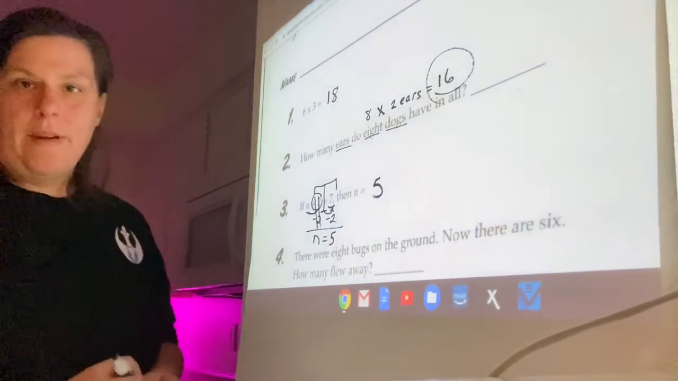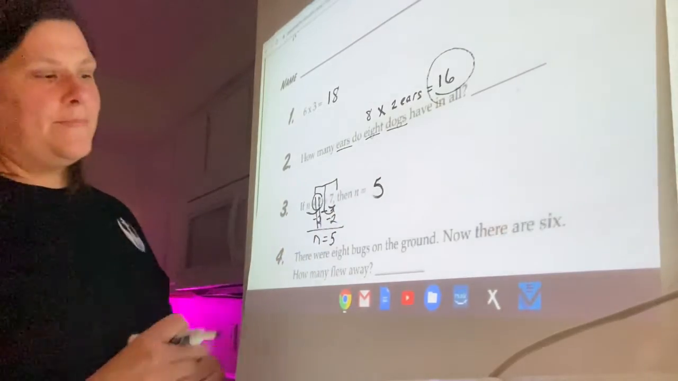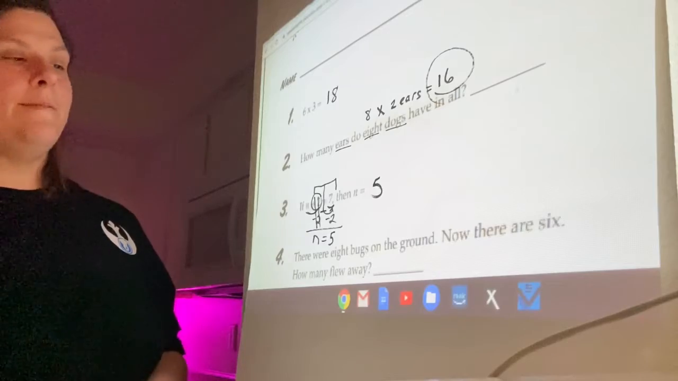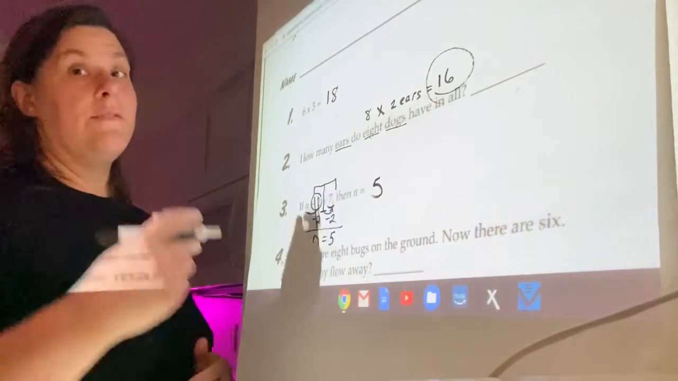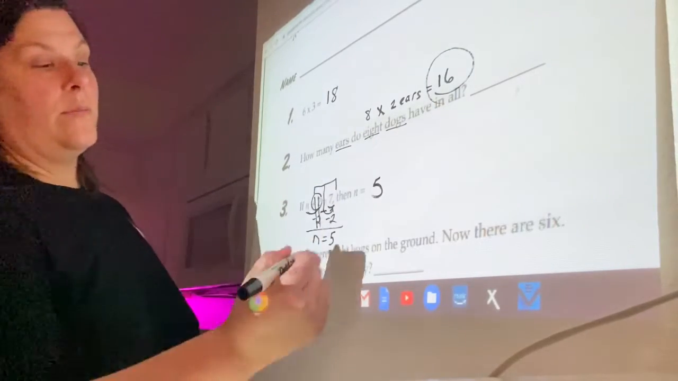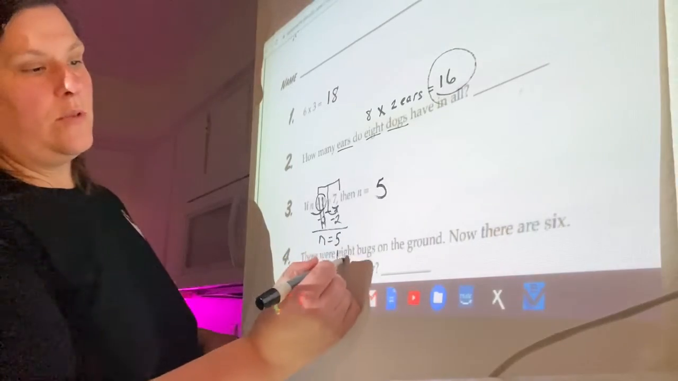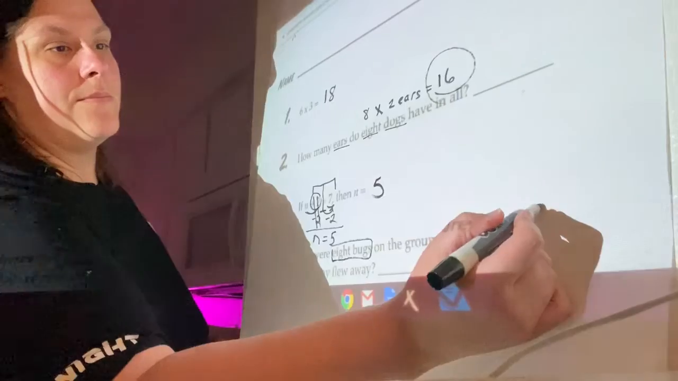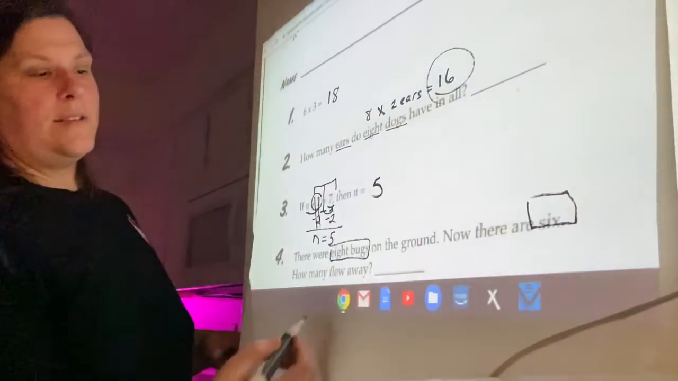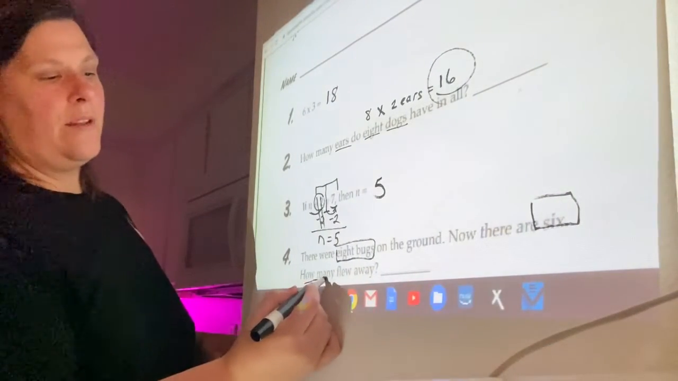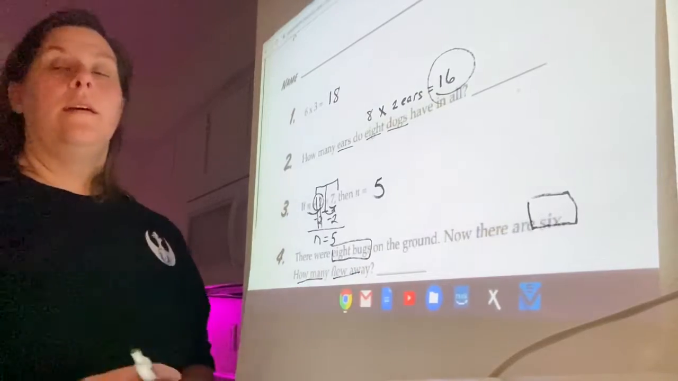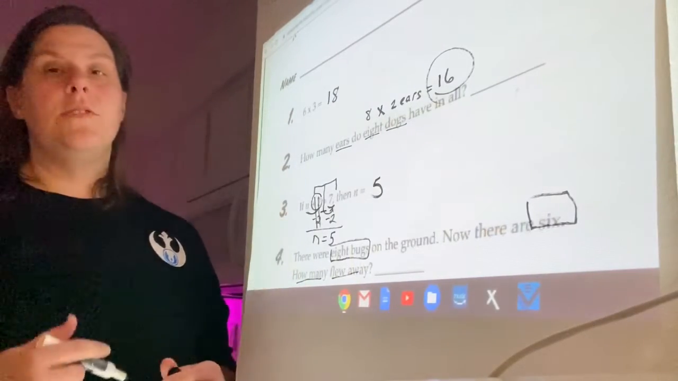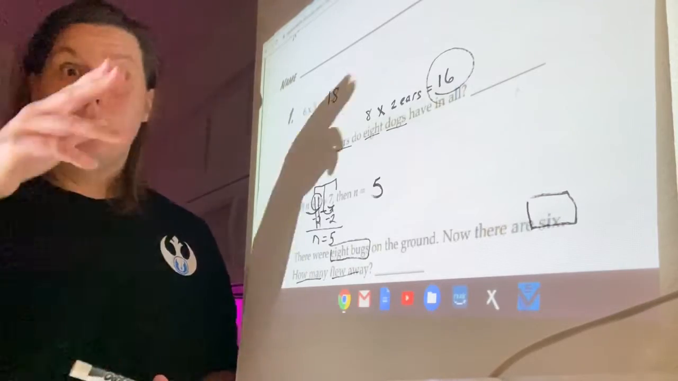All right, back to an actual word problem. There were 8 bugs on the ground. Now there are 6. How many flew away? So what you got to do is box all your important information. So the first one is 8 bugs. And we know there's 8 first. Okay? Now there are 6. Now there's a secret. How many flew away? Now, you're going to have to say, oh my goodness, I don't know what to do. Yes, you do. Common sense tells you what you need to do.